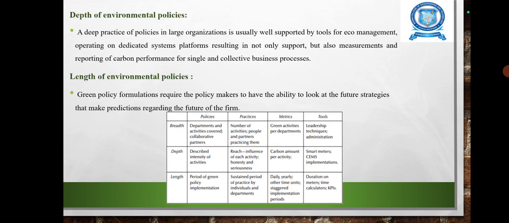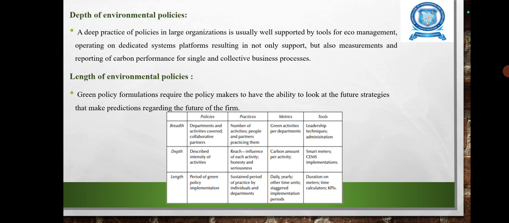The next one is depth of environmental policies. Here the deep practice of policies in large organizations is usually well supported by tools for eco management operating on dedicated system platforms, resulting in not only support, it is also used for the measurement and reporting of carbon performance for single and collective business processes. Here we also have some depth of coverage for such processes. For example, detailed description, mapping, responsibility, deliverables, activities and tasks within the organization.